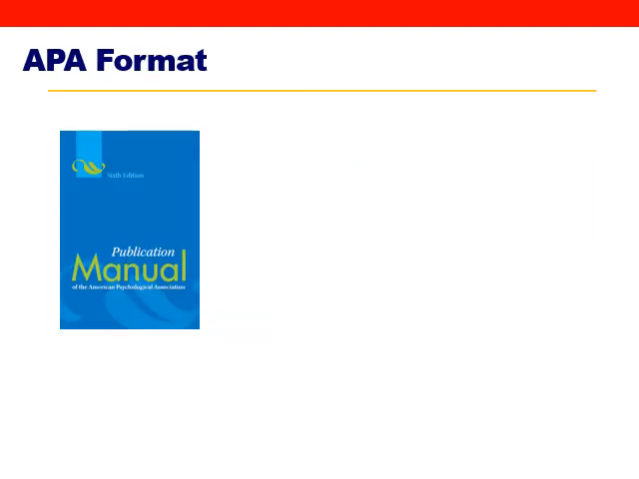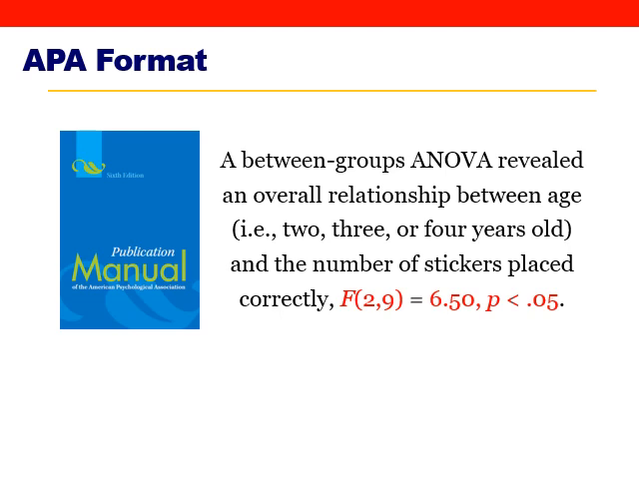Here's how we would write up our results. We ran a between groups ANOVA, and we found that there was in fact an overall relationship between age and how many stickers the children placed correctly. Another way to phrase this would be to say that 2-year-old, 3-year-old, and 4-year-old children were not equal to each other in terms of how many stickers they placed in the correct places on the doll.